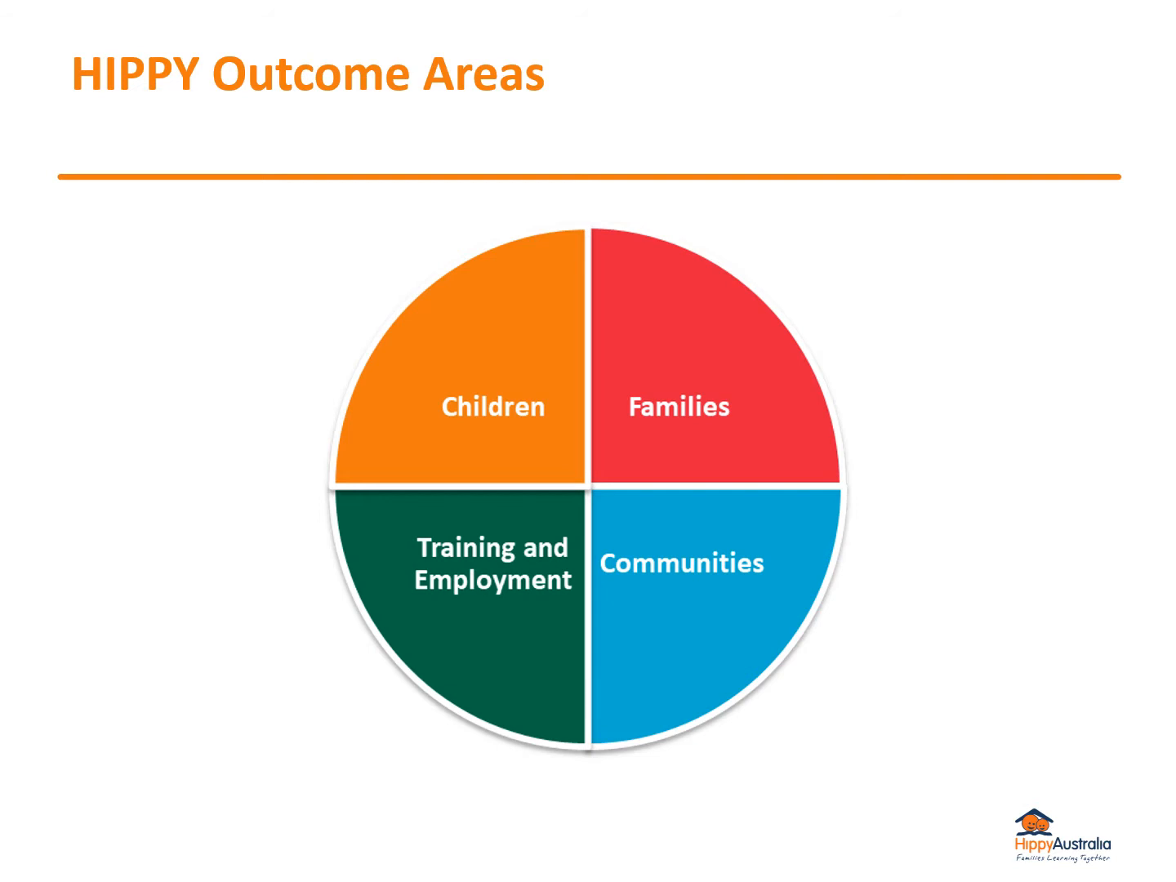The 4 HIPI outcome areas are children. Children develop a love of learning early. Families. Families are empowered and engaged in their children's learning through building their own confidence, skills, and knowledge. Training and employment. HIPI employs parents as tutors, building capacity through training, goal setting, and professional development. Communities. HIPI and their family are engaged in their local community.